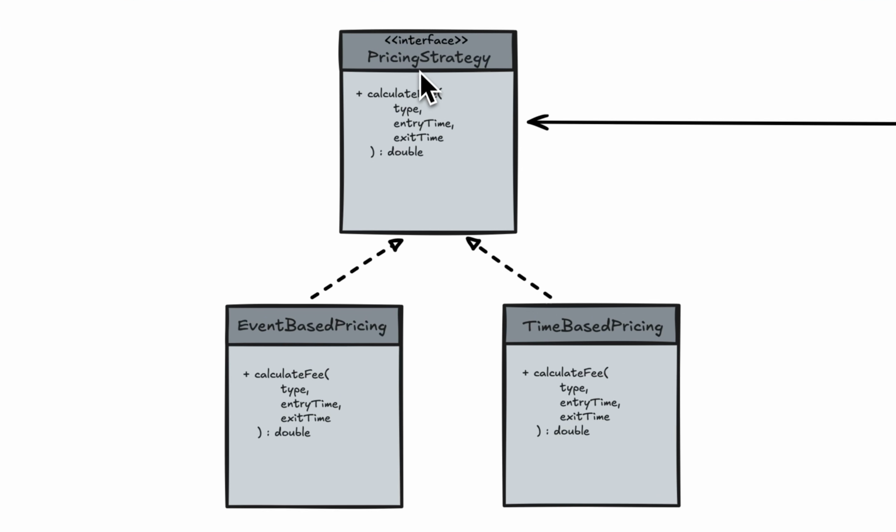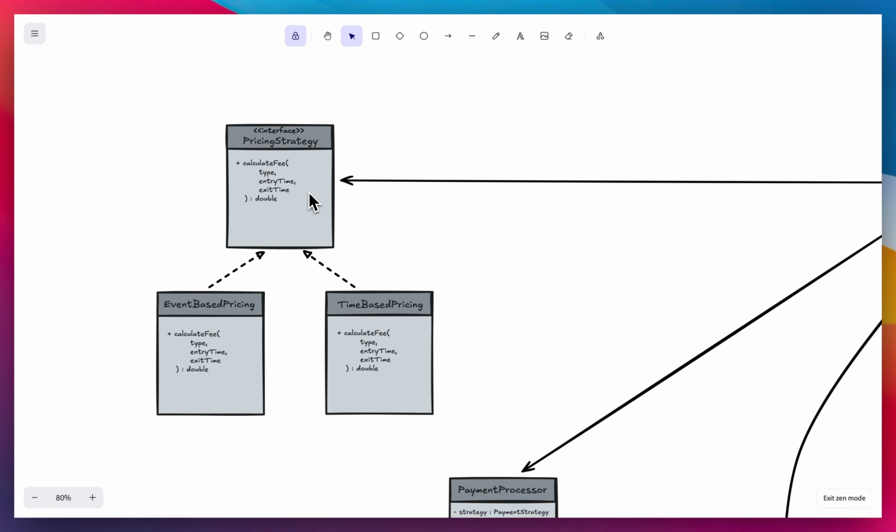Over here, I have created the pricing strategy interface, which has an abstract function called calculate fee. This function will take three inputs: first the type of the vehicle, and the entry time and the exit time of the vehicle. Why am I taking this input? Because I want to charge the vehicle based on time and based on the type of the vehicle. The car will be charged differently and the bike will be charged differently. And these are the concrete strategies which will implement this function.